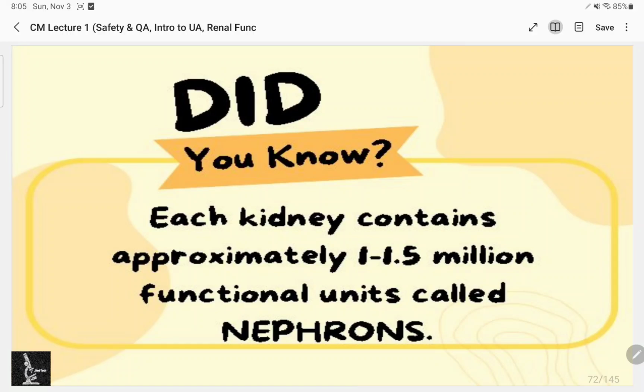If 85% are cortical, then around 15% are juxtamedullary nephrons. The word juxtamedullary means it reaches the renal medulla. They have longer loops of Henle and extend deep into the medulla of the kidney, and their primary function is to concentrate the urine. Cortical nephrons remove waste and reabsorb nutrients, while juxtamedullary nephrons concentrate the urine.